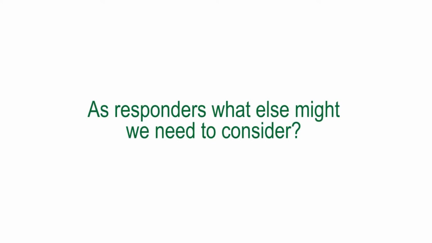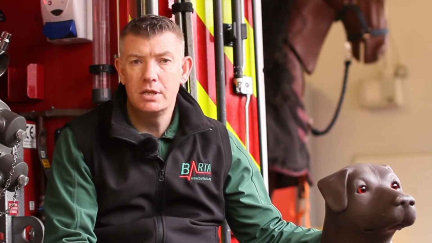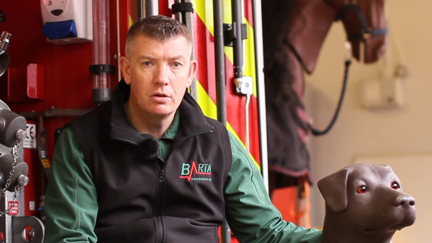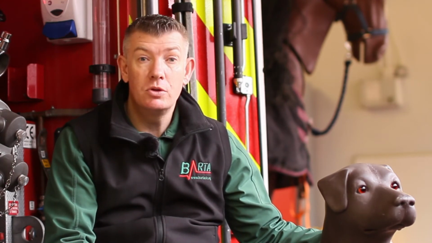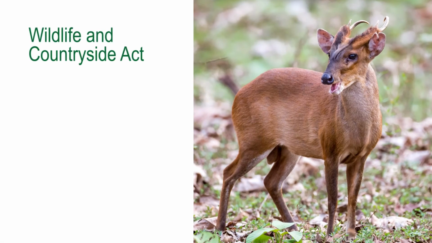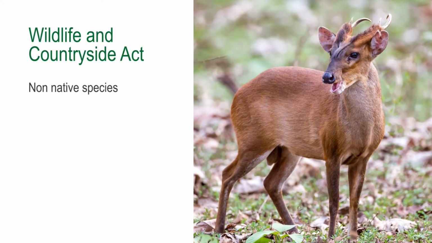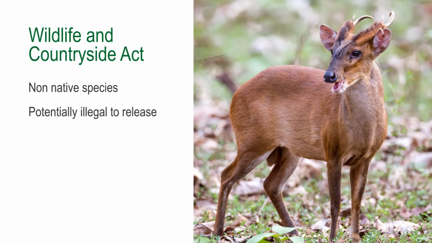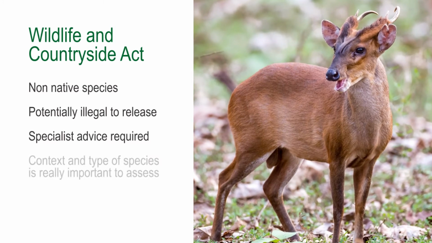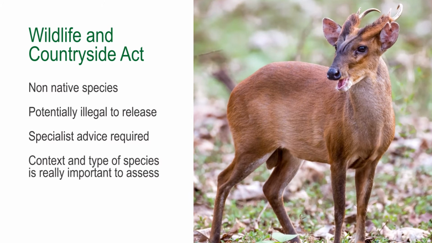It could be a legal implication for us as emergency responders. For instance, some animals fall into the category of non-indigenous species, and this is largely in our wildlife population. So if we go to an incident where there's a trapped deer, for instance, if it's a muntjac deer, it may actually be illegal for us to release it, and we may need to seek specialist advice on what we do with that animal. So again, the context that we find it in, the type of species is really, really important.